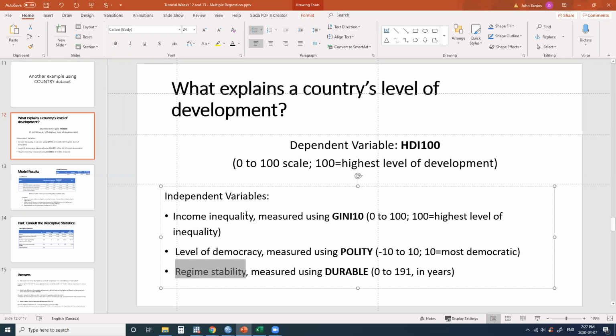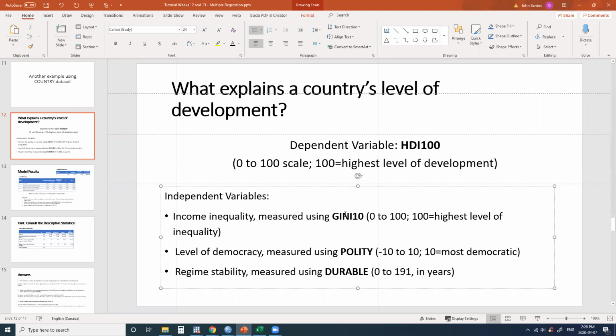And so there are 3 measures here which you could make a case are correlated with development. Income inequality is measured using the Gini coefficient. The level of democratization is measured using the score POLI, and regime stability is measured using this variable called durable, which is simply the number of years since the last revolution. A revolution is defined as a major change in POLI score. I believe it's a change of 3 on the POLI scale.